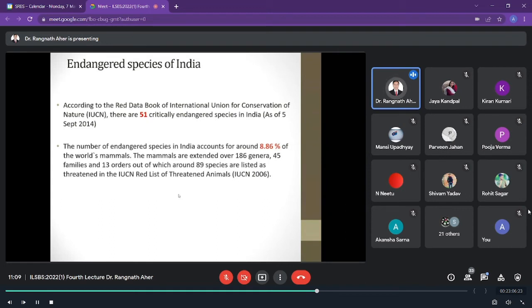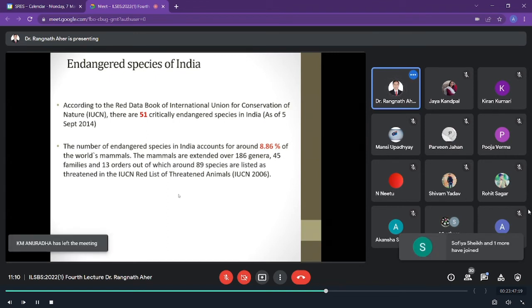Next one is the endangered species of India. There are a number of endangered species of India, but we will discuss some examples. According to the Red Data Book of the International Union for Conservation of Nature, there are 51 critically endangered species in India. The number of endangered species in India accounts for around 8.86% of the world's mammals. The mammals extend over 186 genera, 45 families, and 13 orders, out of which around 49 species are listed as threatened in the IUCN Red List of Threatened Animals.